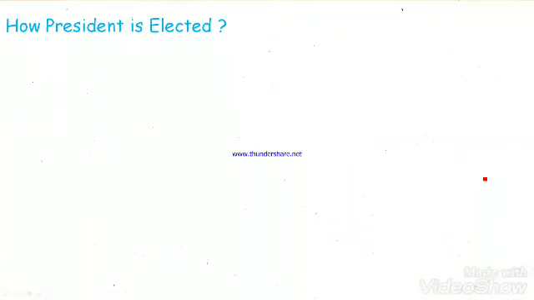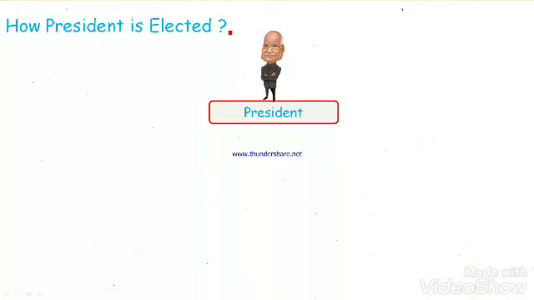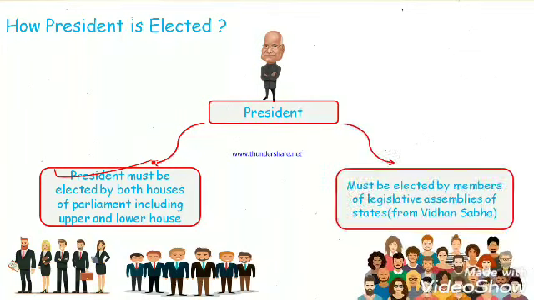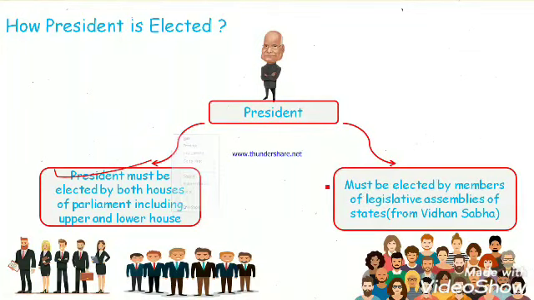Okay, now you all must be wondering, sir, we are always hearing the word president. How is the president being elected? Let's get to understand that. First of all, the president must be elected by both houses of parliament, and second of all, the president must be elected by members of the legislative assembly. So what do you mean by member of legislative assembly?